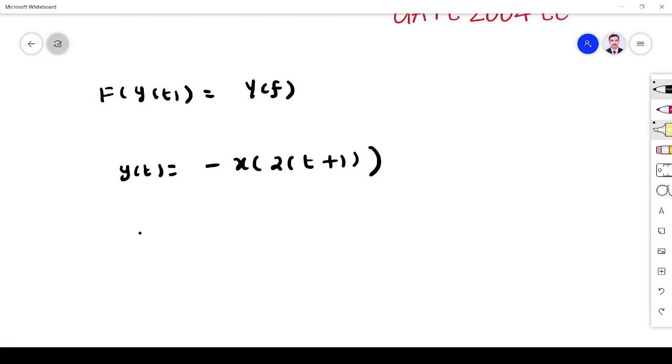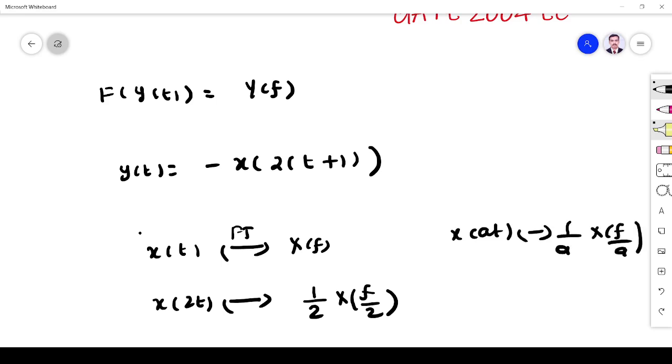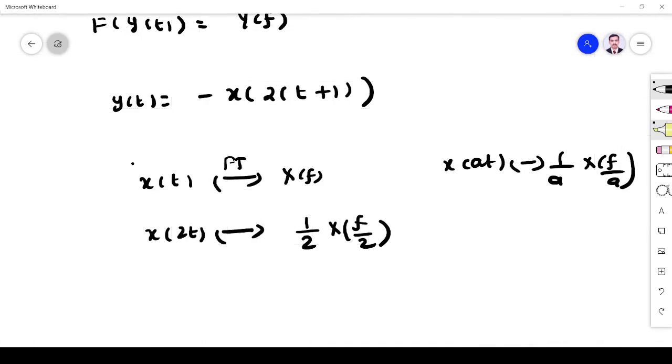So what is the thing? It is scaling and shifting, both are there. So first what we have to do: x of t has a Fourier transform x of f, then x of 2t has a Fourier transform of 1 by 2 x of f by 2, because x of at has a Fourier transform of 1 by a x of f by a, by property. Then what you have to do is shifting. First we have done scaling, then you have to do the shifting.